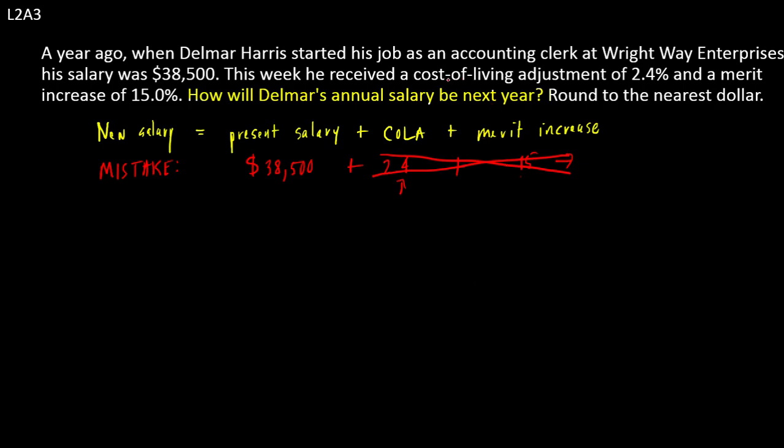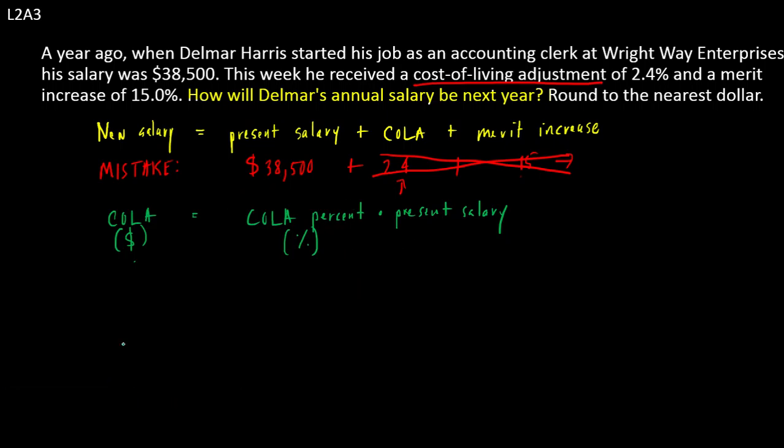Here's what's happening. When they say cost of living adjustment, what they are really talking about is the cost of living adjustment percent. So cost of living adjustment and cost of living adjustment percent are two different things. To find the actual dollar amount of that cost of living adjustment, we take the percentage, which was given to us, and we multiply it by the present salary. So when they say cost of living adjustment, again, they really mean cost of living adjustment percent. And to find the dollar amount of the adjustment, we take the percent and multiply it by the present salary.